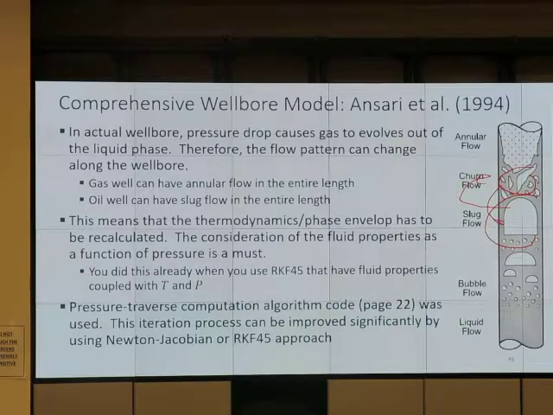I put here that actual vapor pressure drop causes gas to evolve out of the liquid phase. When pressure drops, gas comes out of solution. Okay, so flow pattern can change along the well. Gas can have annular flow in the entire length. Oil well, that's gas well. Oil well may have slug and may have something else too. Okay. So this means you need to do a stepwise calculation. Okay. Because it keeps changing with distance.